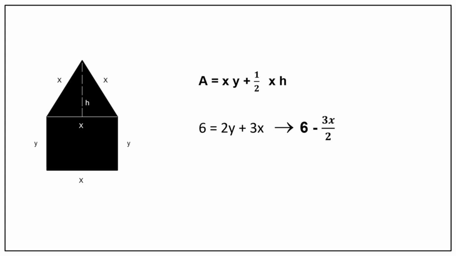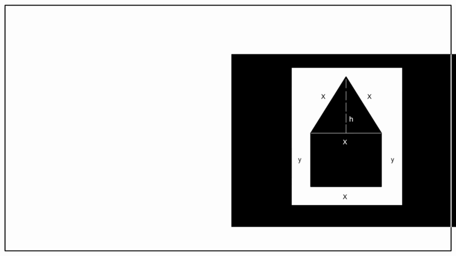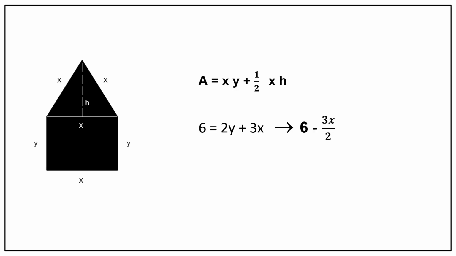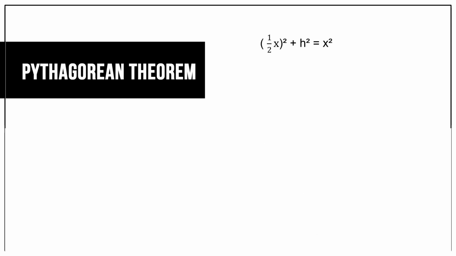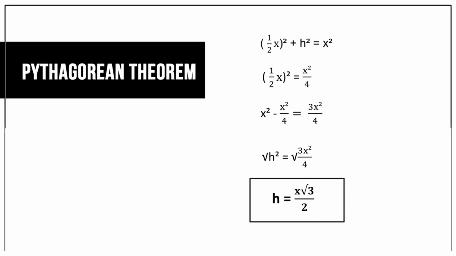Now, for us to get the value of h, we know that it is an equilateral triangle, so we can form a right triangle in this kind of triangle. Using the Pythagorean theorem, we can say that (1/2 x) squared plus h squared is equal to x squared. Let's just simplify the equation. (1/2 x) squared is equal to x squared over 4. Then we will transpose it to the other side for us to have a value for h. x squared minus x squared over 4 is equal to 3x squared all over 4. Then we will get the square root of both sides, and then the value of h will be x square root of 3 all over 2.